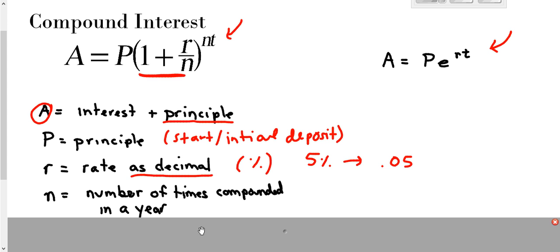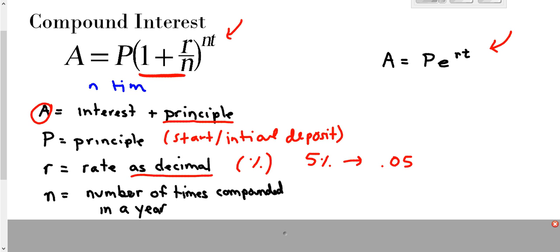Then the next one is N, the number of times compounded in a year. So whenever we have that information, we can use this first equation. This first equation is just talking about compound interest N times a year. So if they said annually, then it would be 1 time a year. If they said anything else, biannually, twice a year, quarterly, 4 times a year. So depending on the number of times a year they're talking about, that's what N is.